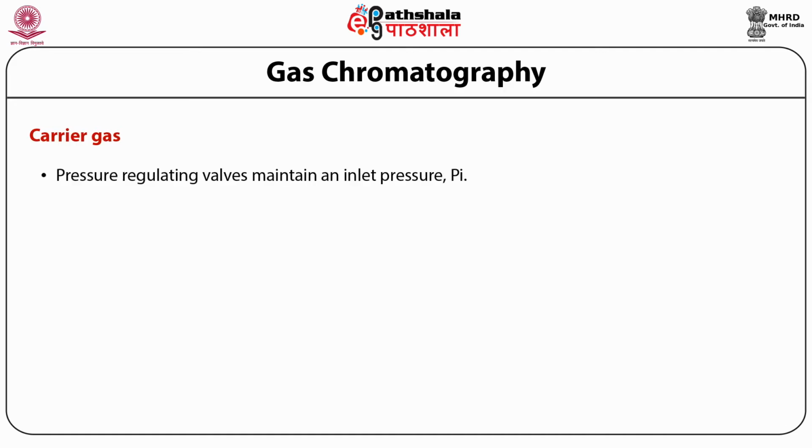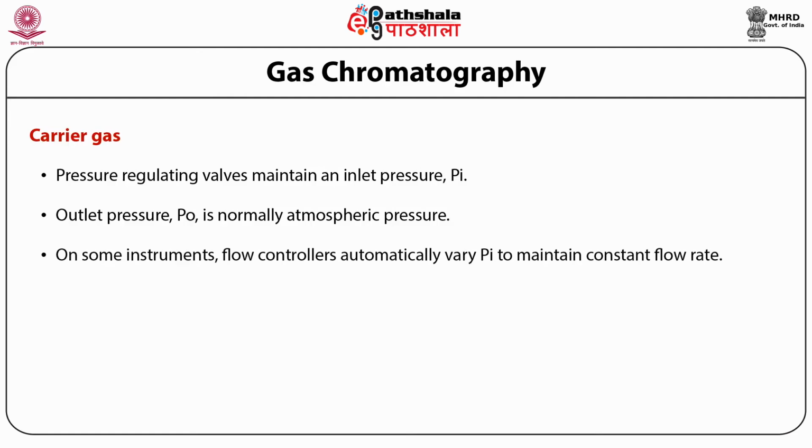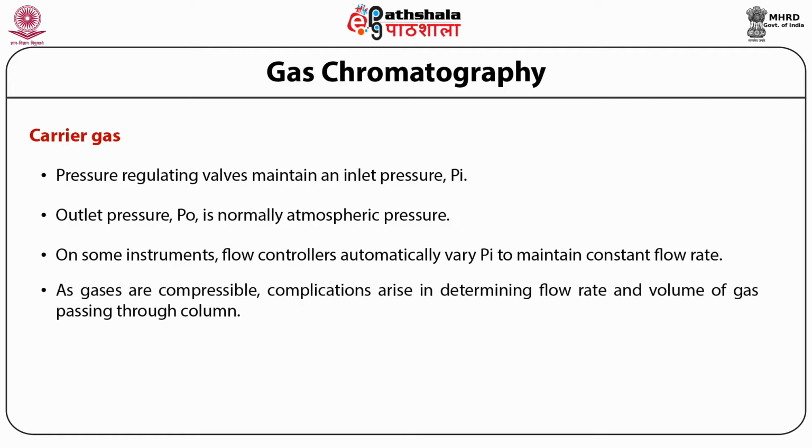Pressure regulating valves maintain an inlet pressure Pi of 10 to 50 psi or occasionally higher. The outlet pressure Po is normally atmospheric pressure, although it can be increased by restricting the outlet orifice. On some instruments, flow controllers automatically vary Pi to maintain a constant flow rate, but on most instruments, it is assumed that a constant Pi is adequate. In contrast to liquids, gases are compressible, and this leads to complications in determining the flow rate and volume of gas passing through the column.